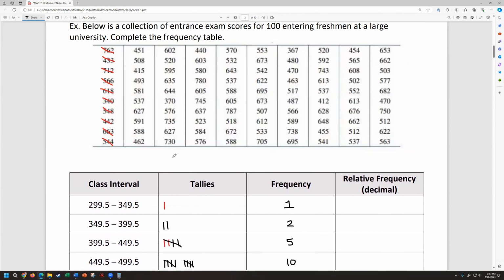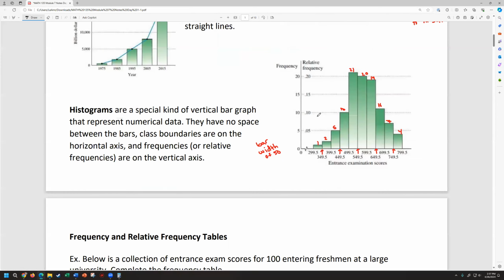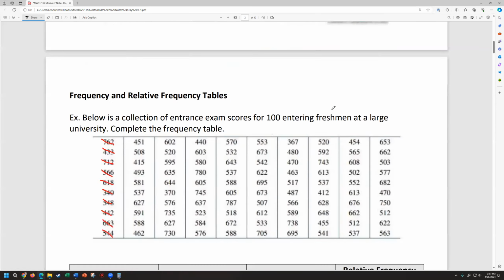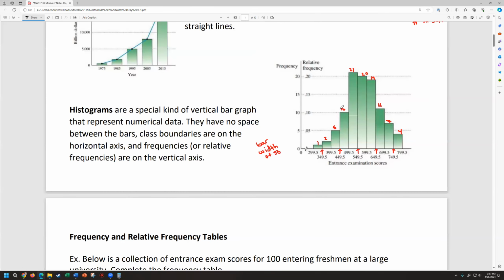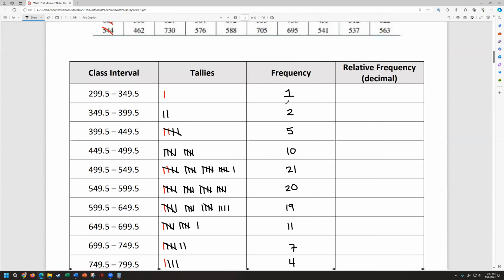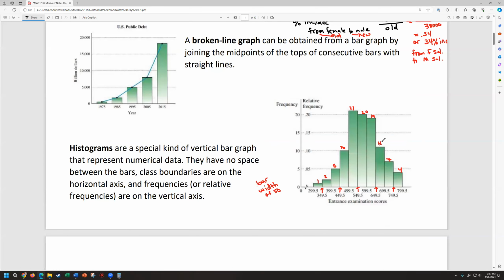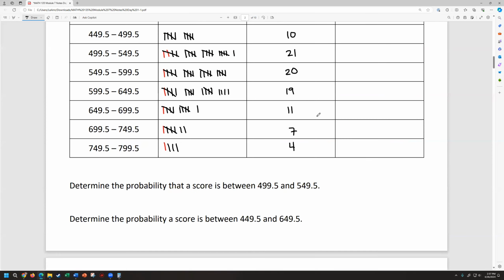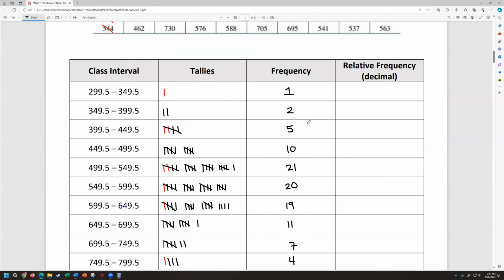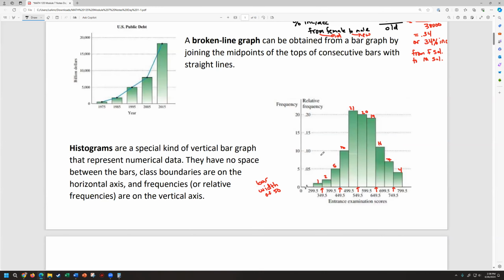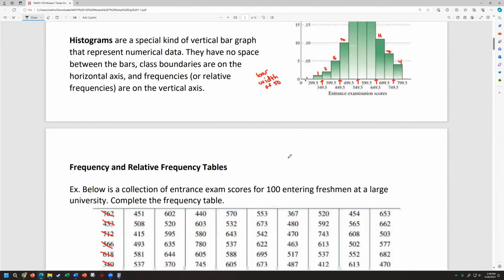Now, this graph that I already had on here, I think I got pretty close to guesstimating them correct. I said 1, 2, 5, 10, 21, and then I had 20, 19, 11, 7, and 4. I did really great. That's not always going to happen. It's not always easy to perfectly guesstimate where the frequencies are going to fall, especially if they have a large gap in their scale. But we did really good with that.